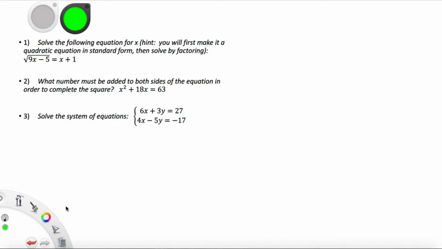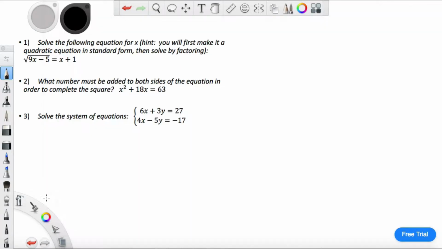Okay, so when we're looking at the power up for today, the first one says solve the following equation for x. First, we're going to make it into a quadratic equation in standard form, and then we're going to solve by factoring. Okay, so notice that we have a binomial over here that is under a square root sign, and then we have a binomial on this side.